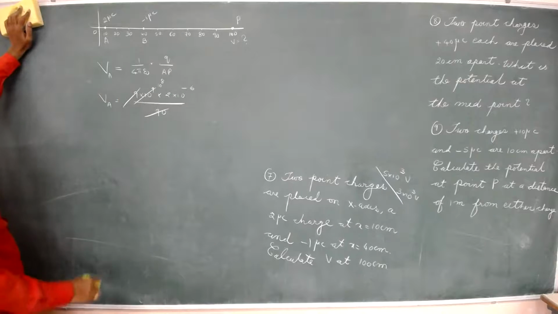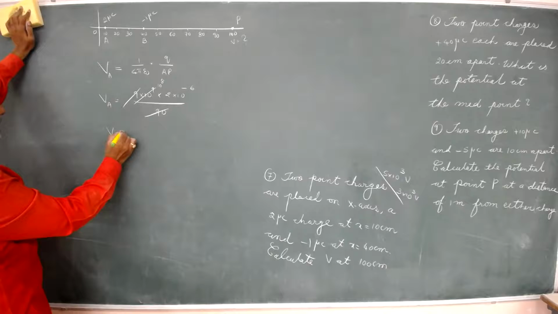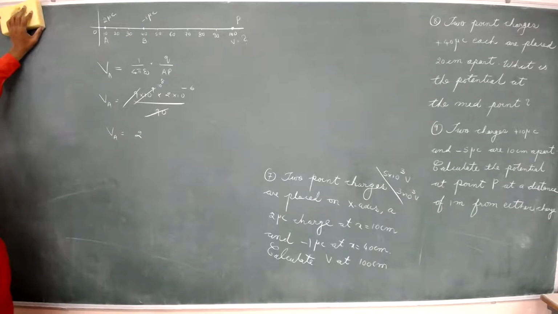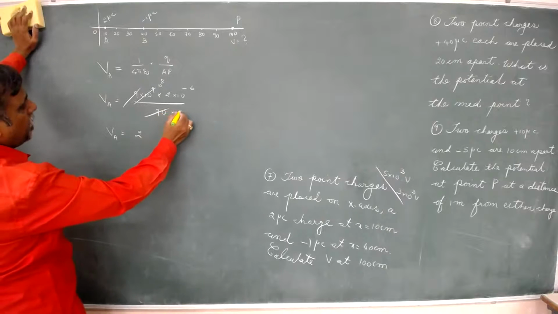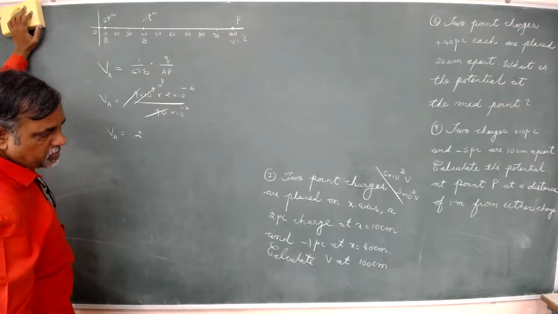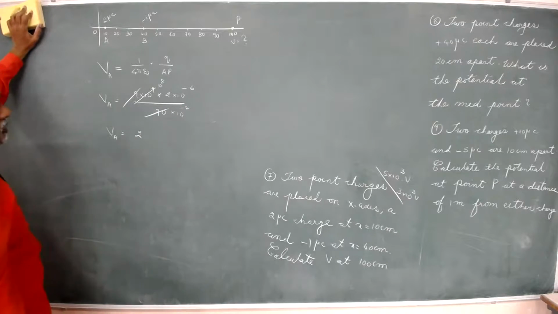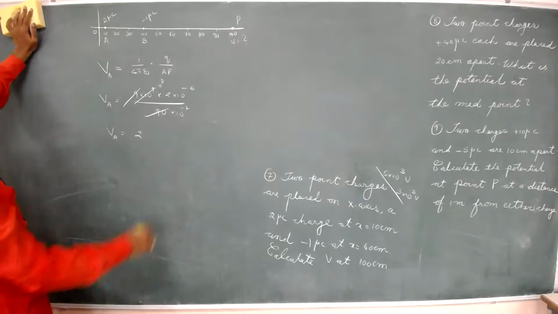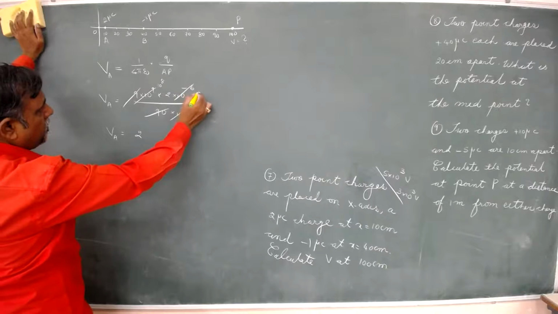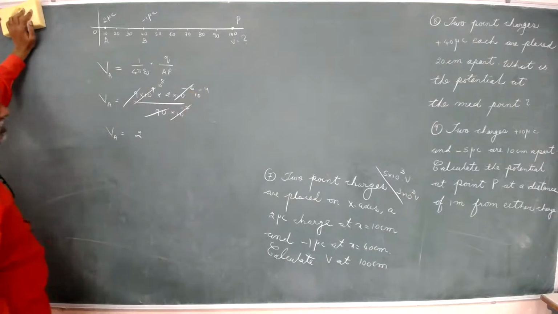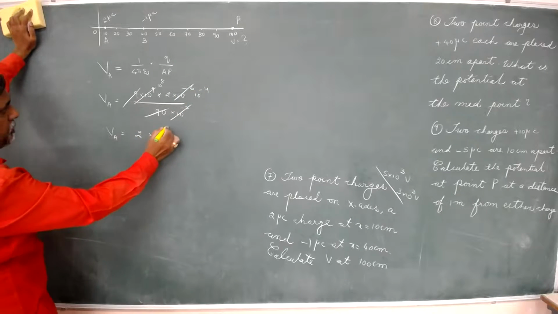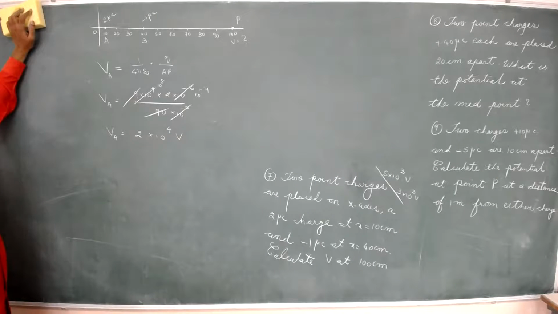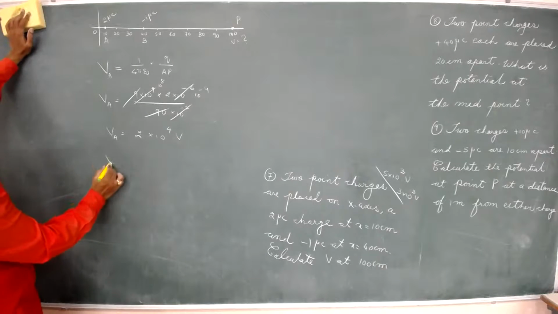The 90 is in terms of centimeters, so it is 90 into 10 power minus 2. So this 10 power minus 2 in the denominator, and with the 10 power 9 and 10 power minus 6, this becomes 2 into 10 power 4 plus 4 volts. Yes. Now potential due to B.